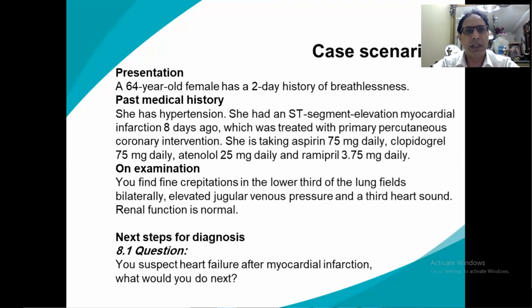Another presentation: a 64-year-old female has a 2-day history of dyspnea. Past medical history: hypertension and ST elevation myocardial infarction, STEMI, 8 days ago, which was treated with primary percutaneous coronary intervention, stenting. She is taking aspirin 75 milligram, clopidogrel 75 milligram, atenolol 25 milligram daily, and ramipril 3.75 milligram daily. We found fine crepitations in the lower third of the lungs on examination, elevated JVP, and S3, and renal function was normal. So the next step: we suspect heart failure after myocardial infarction.